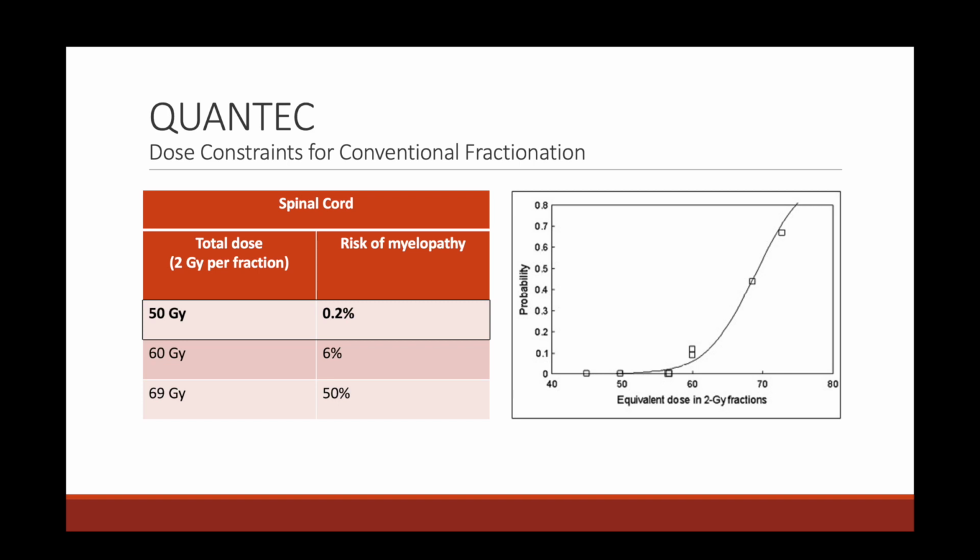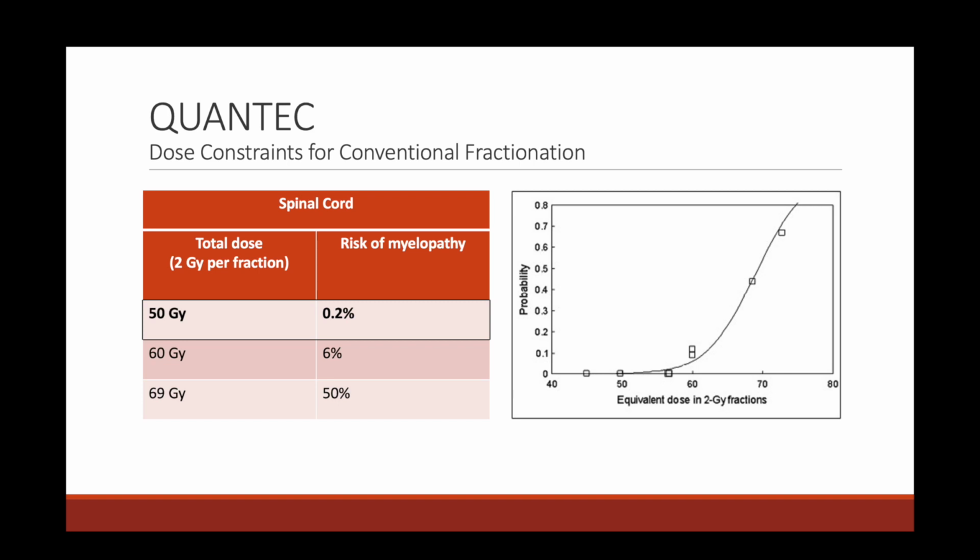We want to take no chances with myelopathy, and we really try to keep it at an EQD2 of 50 gray generally. We know that if we jump up to 60 gray, the risk of myelopathy goes up to around 6%, and if we go to 69 gray, it jumps up very drastically to 50%. And that's based on these NTCP curves that were derived during these QUANTEC experiments. So most of the time, if anybody asks you, what would you limit the spinal cord to? Our answer is going to be 50 gray at 2 gray per fraction.